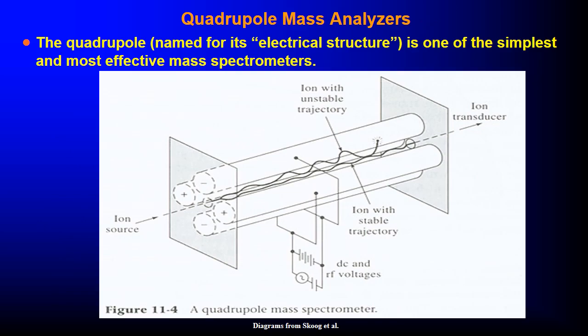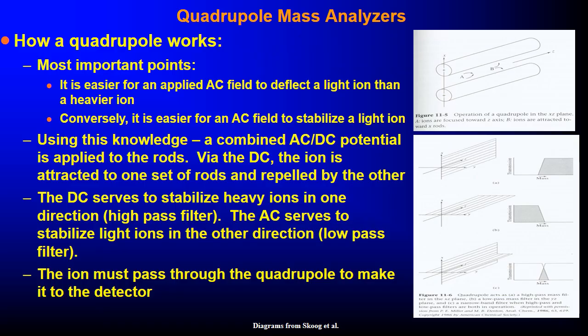The quadrupole can be seen there. It's a very powerful technique. It's one of the simplest and most effective mass spectrometers. In quadrupole analysis, it is easier for an applied AC, alternating current, field to deflect a light ion than a heavier ion. Conversely, it is easier for an alternating current field to stabilize a light ion.